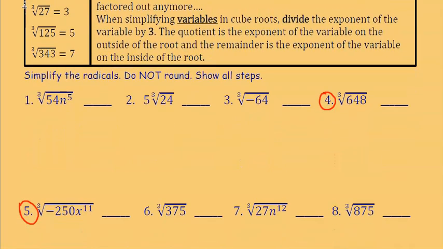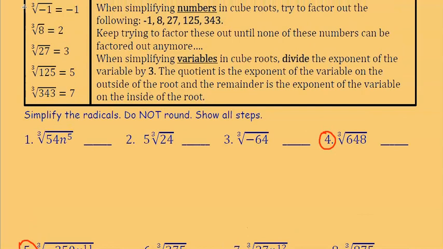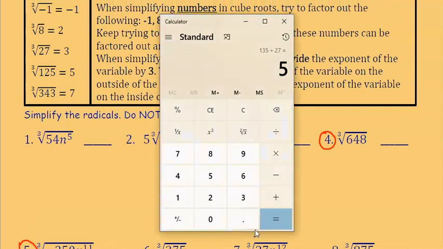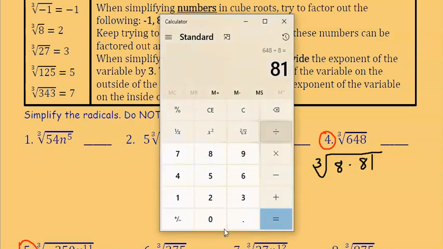Let's look at number 4, the cube root of 648. There's no negative, so let's go ahead and use our calculator and try to divide out 8 next. It gives you 81. So we can factor this out as 8 times 81. 81 can't divide by 8, so we're going to try to divide by the next number, 27. 27 times 3 is 81.